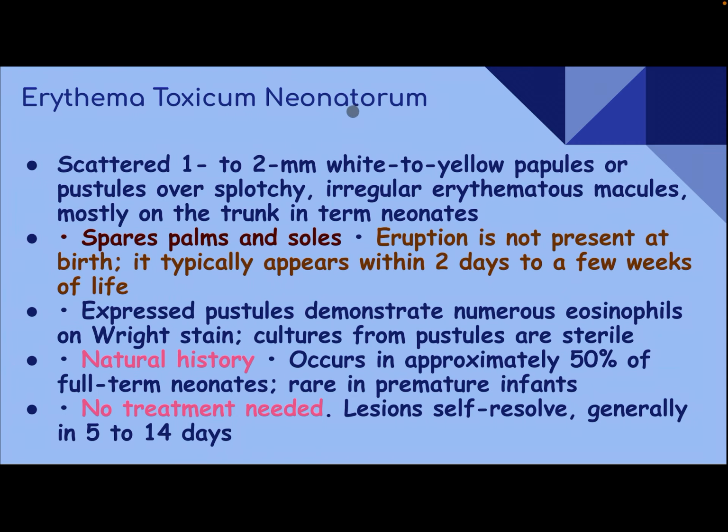Erythema toxicum neonatorum: scattered 1 to 2 mm white to yellow papules or pustules over splotchy, irregular erythematous macules, mostly on the trunk and intertriginous areas. Spares palms and soles. The eruption is not present at birth.